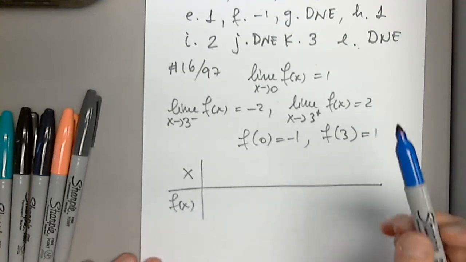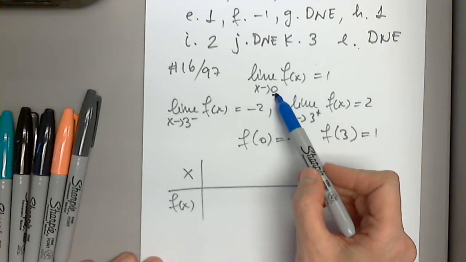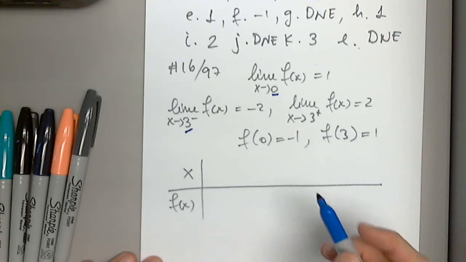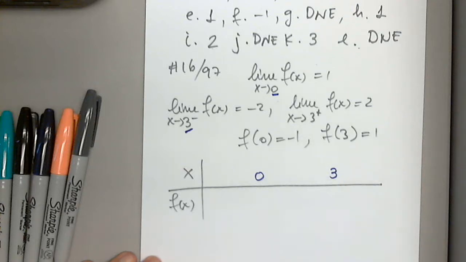Okay, so I see 0 here. I see 3. And nothing else when it comes to x. So this is 0 and this is 3.